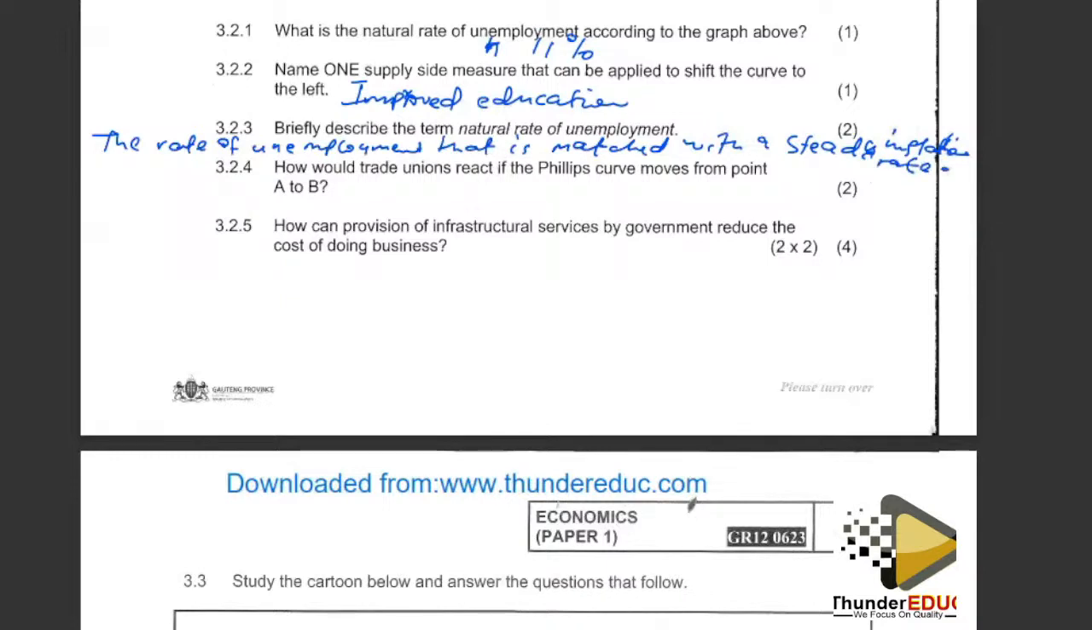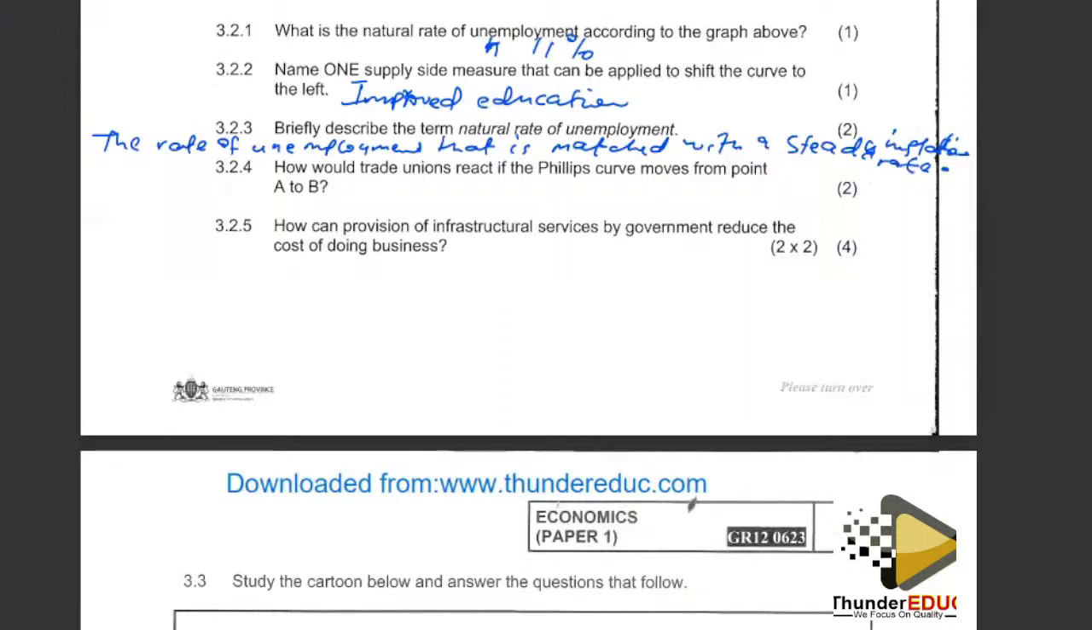So now, great stuff, at this time we have completed a few questions. Let's move on to 3.2.4. 3.2.4 is as follows. How would trade unions react if the Phillips curve moves from point A to point B? How will they react? Trade unions in this regard will demand higher wages because the cost of living has increased. What would have pushed the cost of living to increase? The inflation rate.